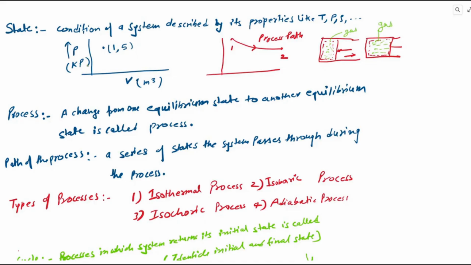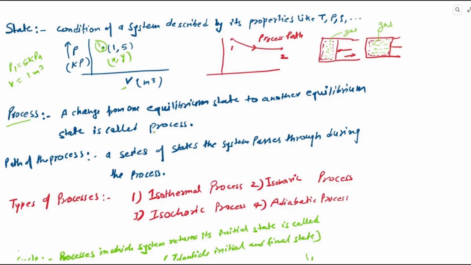Here in a PV diagram, a state is represented in the form x comma y, any point x comma y, right? Here x is volume and y is pressure. Next, process. A process is a change from one equilibrium state to another equilibrium state.